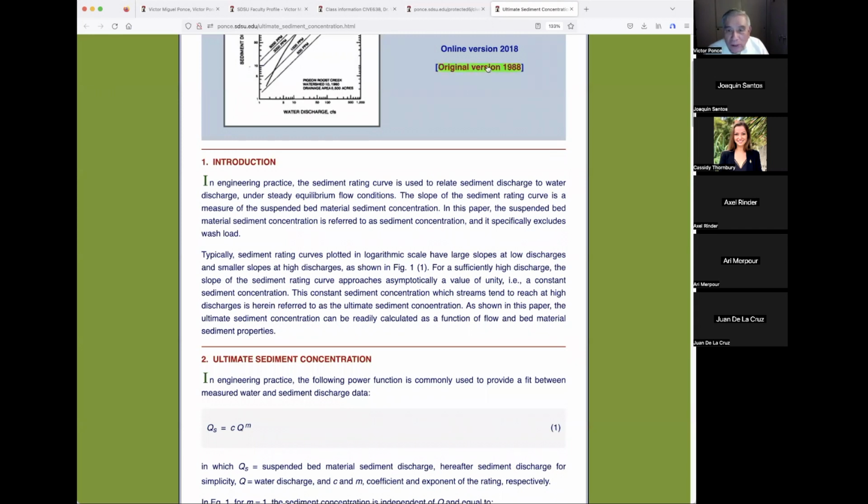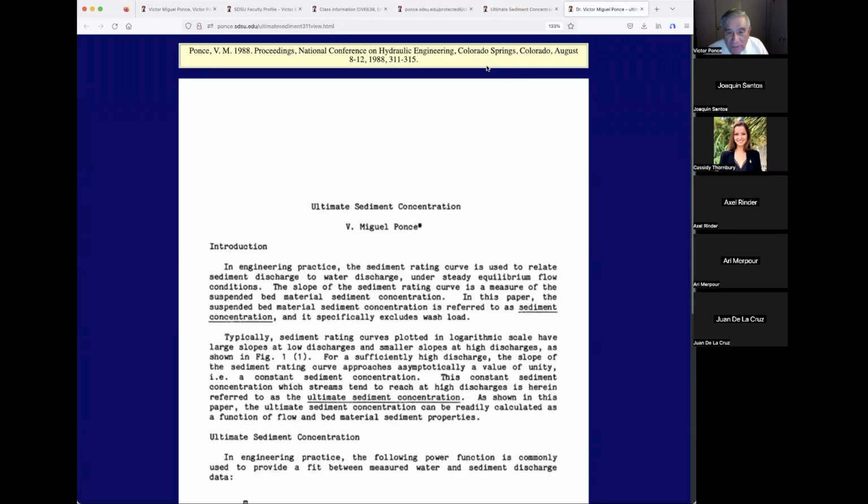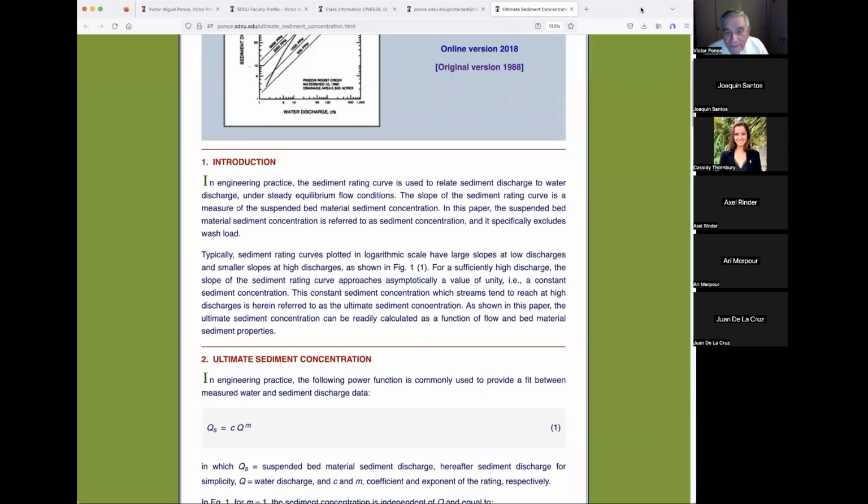1988, original version. It was this paper over here, ultimate sediment concentration. There's another story about this paper, but I'm not going to tell you. I'm going to reserve it for some other time. It does not have a happy ending, so let's leave it out.